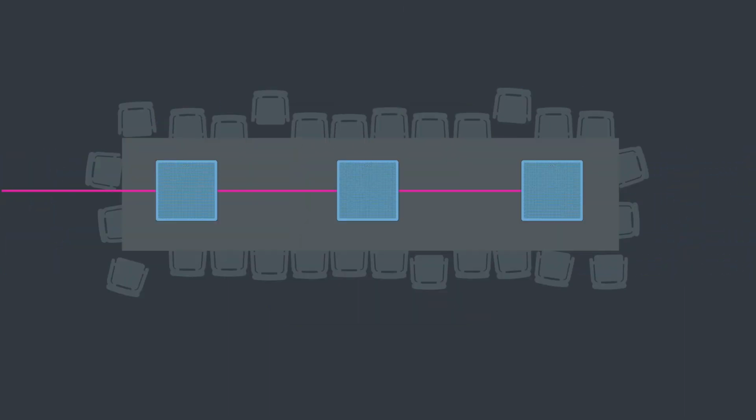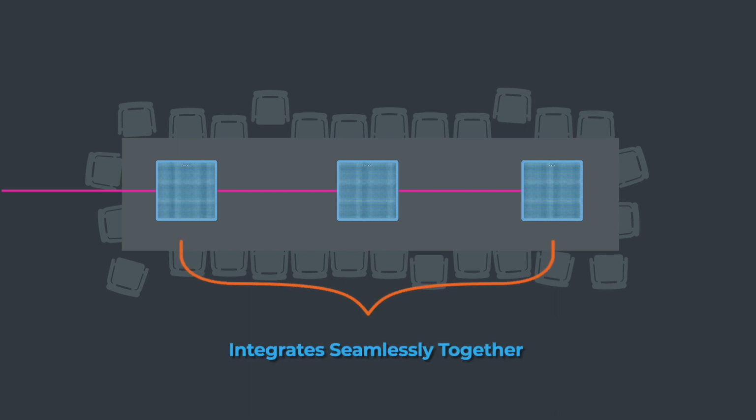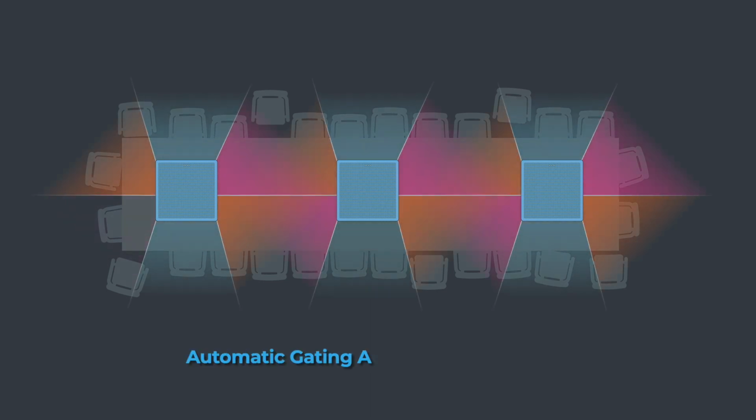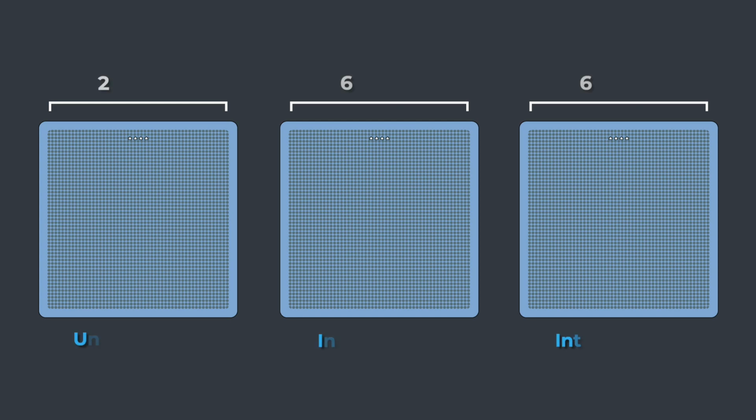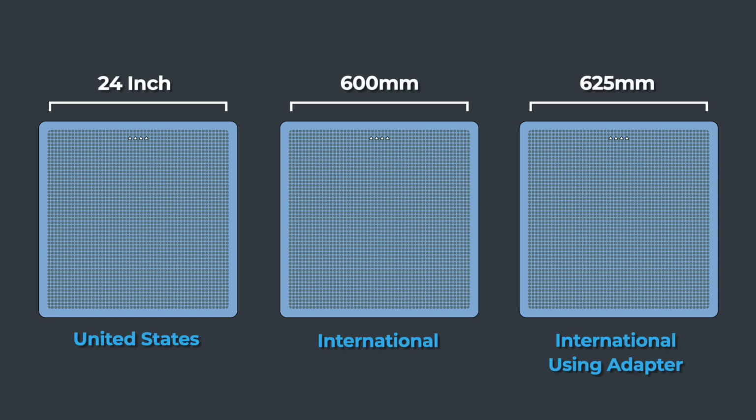Multiple BMA CTs can be used together in larger rooms, and the software automatically ensures they work as one without any complicated programming. Automatic gating is performed across the entire system. The BMA CT is available for worldwide use.